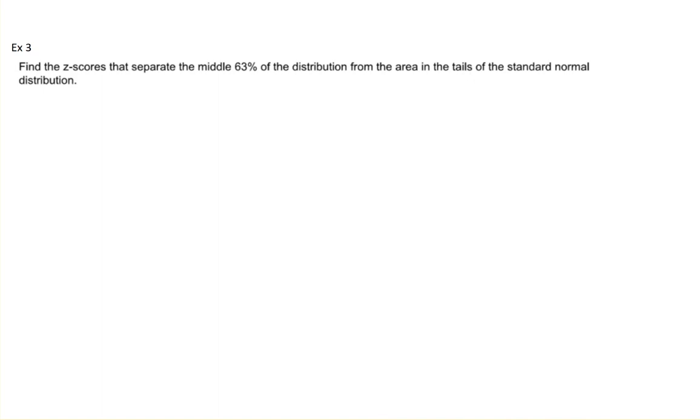Let's look at another example where we're going to solve for that variable of x, but this time we're looking at it using the standard normal distribution. You'll notice here that in this example, we're told that we want to find the z-scores that separate the middle 63% of a distribution from the area in the tails, and we're doing this specifically to what's called the standard normal distribution. The word standard in front of the word normal is going to be another key word you want to be looking for.